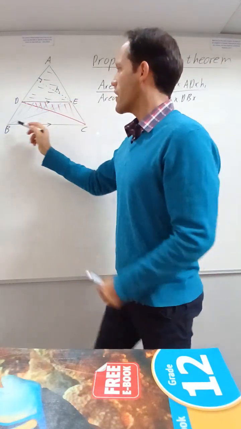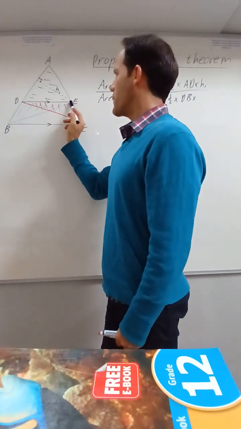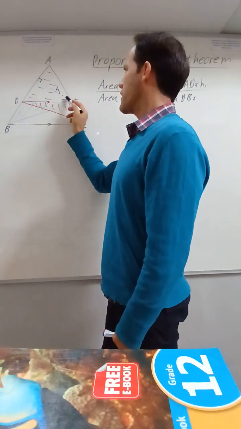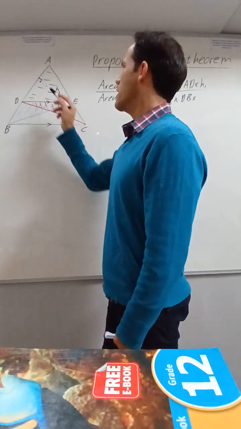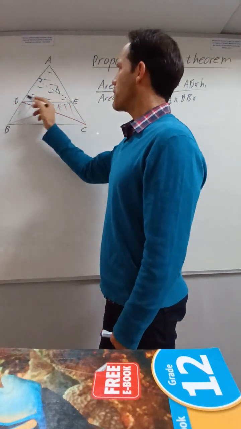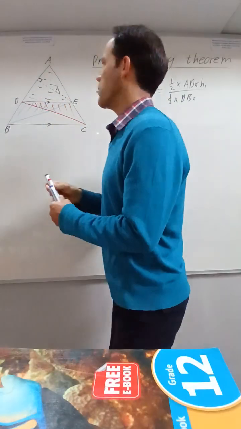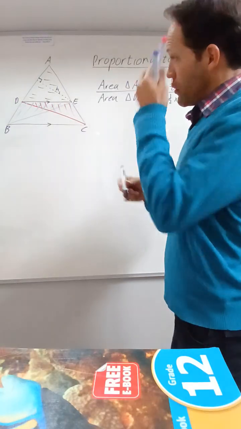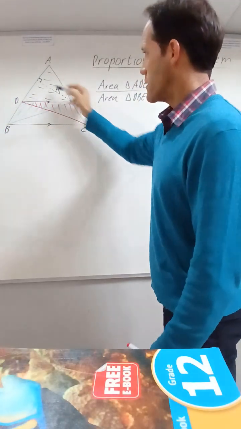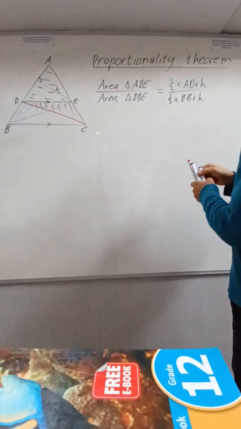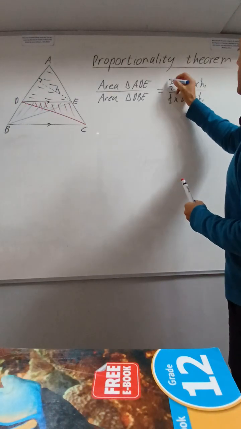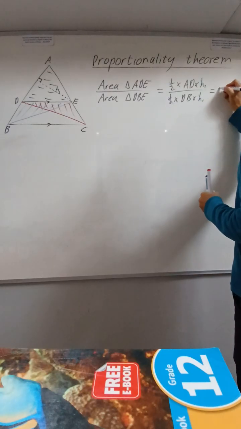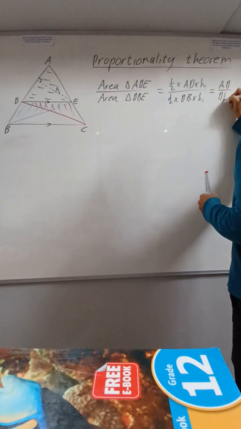Because think about it, triangle DBE has the vertex E at the top. From the base, you go straight up to vertex E. So the important thing is that both these triangles have the same height, H1. It's important to understand that for the proof. Now when you simplify this, the H1 and H1 cancel out, the half and the half cancel out, and all you're left with is AD over DB.